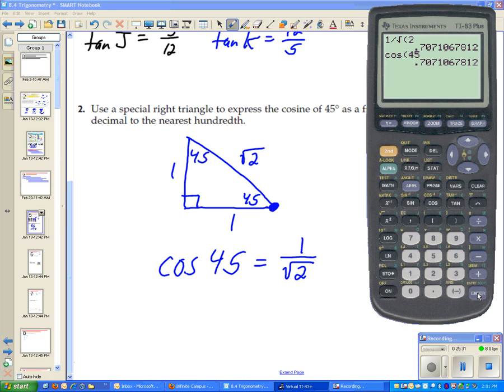Now, one thing you got to make sure of. Let me do some little magic here. Close your eyes. You can't see this. This ruins the magic if you see it. Now if I type in cosine of 45, I don't get the same answer. All right. You've got your calculator in radian mode.